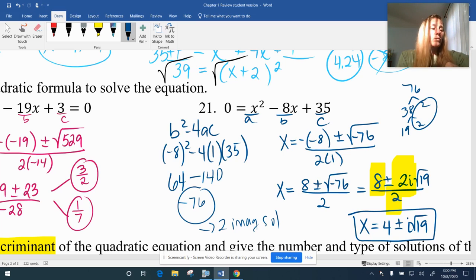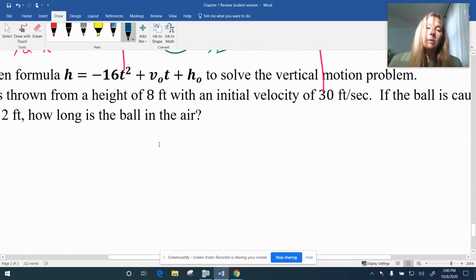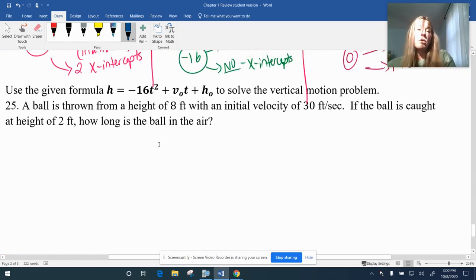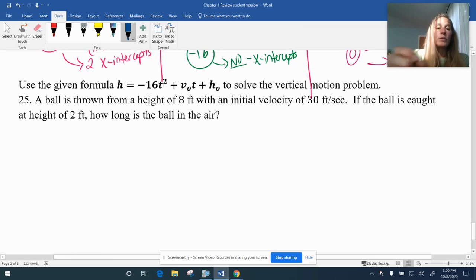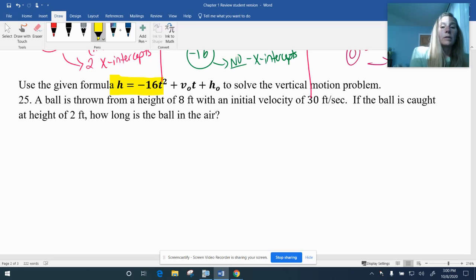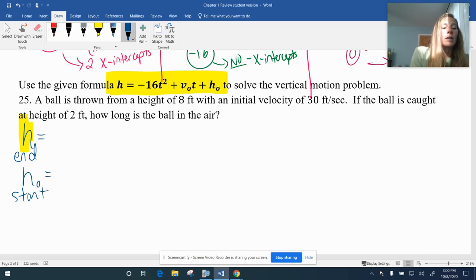Okay, and then we have one more question, and that is going to be our dropped or our thrown object model, because we are using this formula here, which is basically a standard quadratic equation, okay? So using the given formula, we have a few pieces of information here, right? So we have the h, which is the ending height. We have the h sub 0, which is the starting height. And then you have your velocity, which is your speed, right?